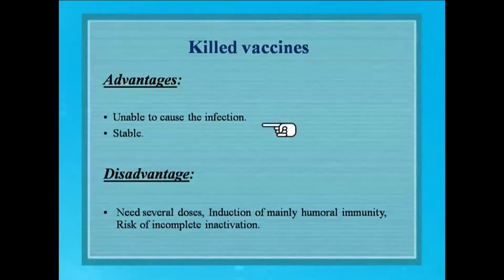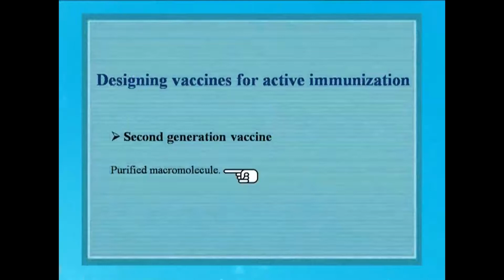Then they thought of killed microorganisms as vaccinating agents. The advantage was that these vaccines are safe, but the disadvantage is, since the organism is not growing inside the system, several doses are required to properly activate the immune system. So, scientists then thought of designing vaccines with purified macromolecules, and these vaccines are called second generation vaccines.